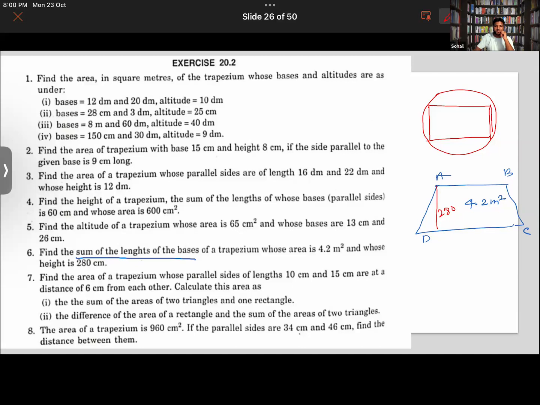Our today's target is to complete this exercise. We are somewhere around 17, 18 questions. Up to 20 questions are there in this exercise. We will try to complete that. So please be quick.